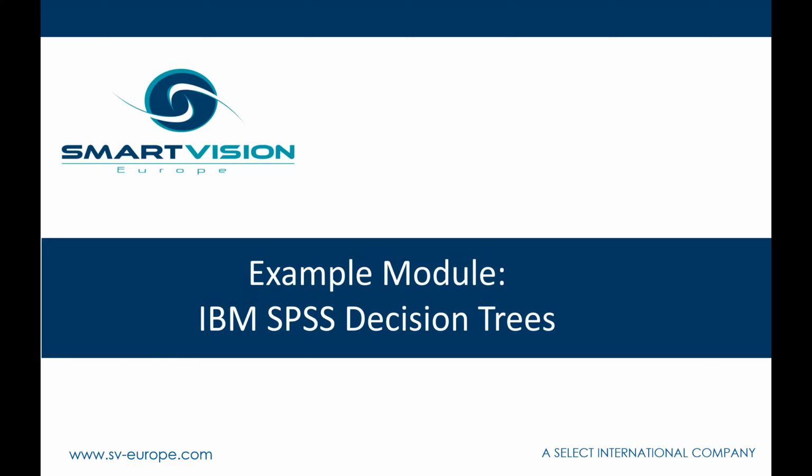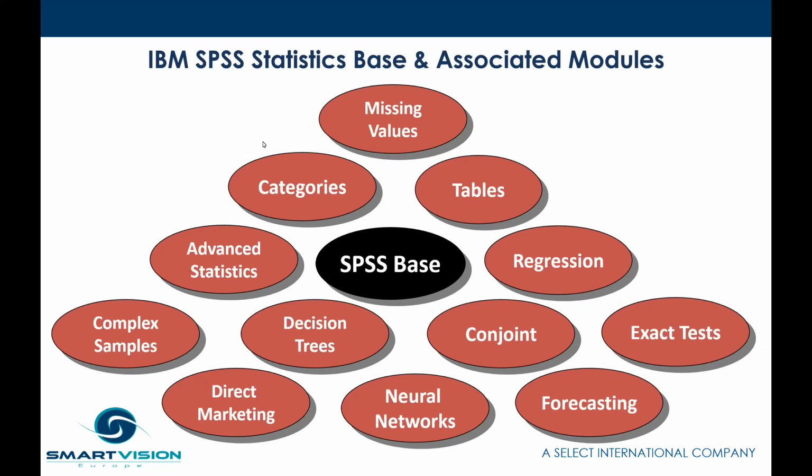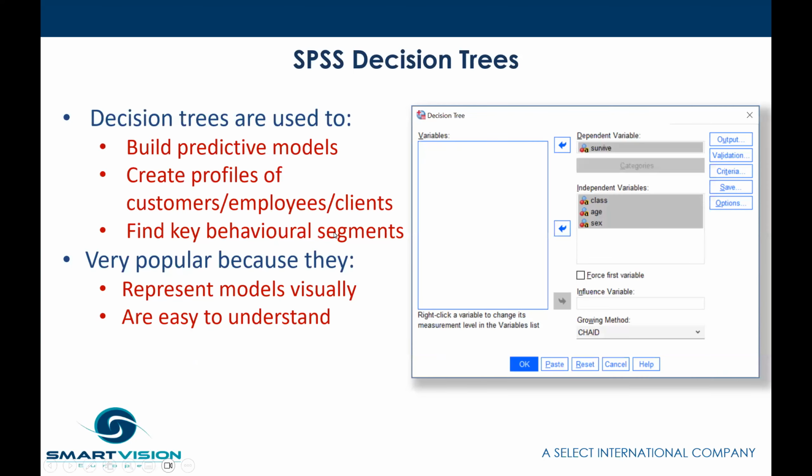But to give an example, if we take one of them, like the decision trees module, we see down here, where's that decision trees? There it goes down there. How would that appear? Well, it's just an additional menu item that appears in SPSS.